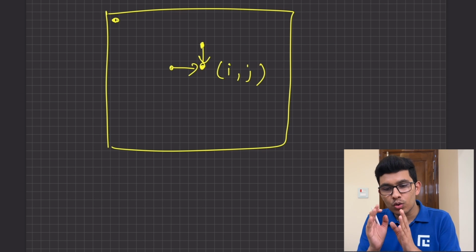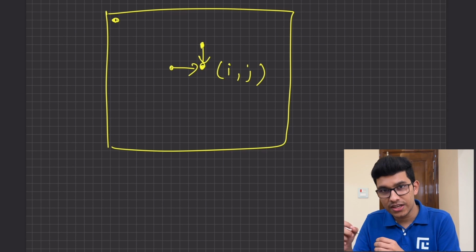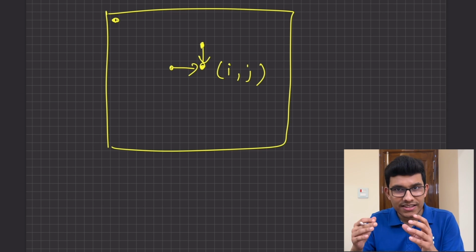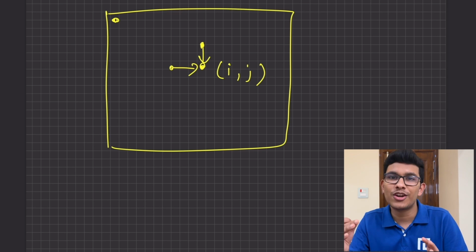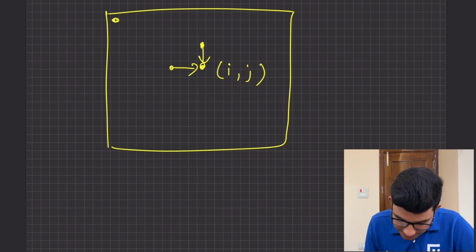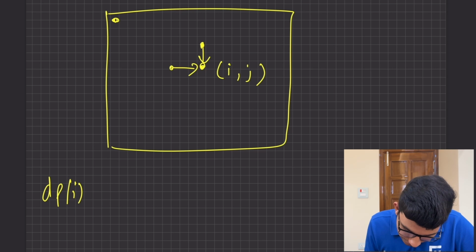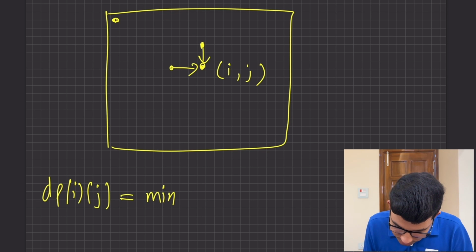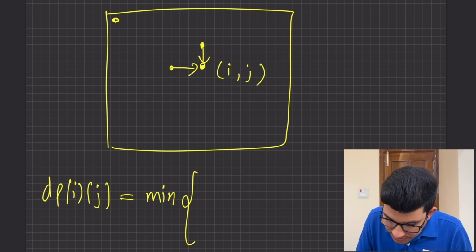So can I say the two subproblems for i comma j here would be not i plus 1 comma j and i comma j plus 1, but rather they would be i minus 1 comma j and i comma j minus 1, right? So you want to come to i comma j. Can I say dp of i comma j, we want to consider the minimum sum path. So we will say minimum of these two possibilities, whichever path comes as the minimum.